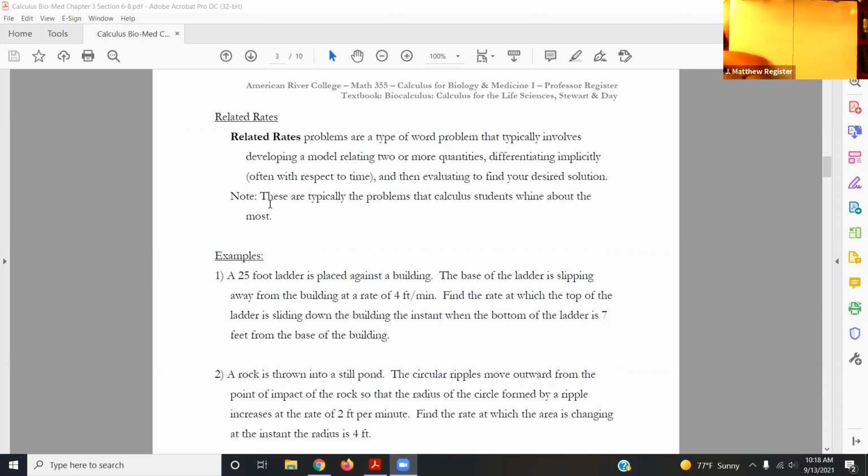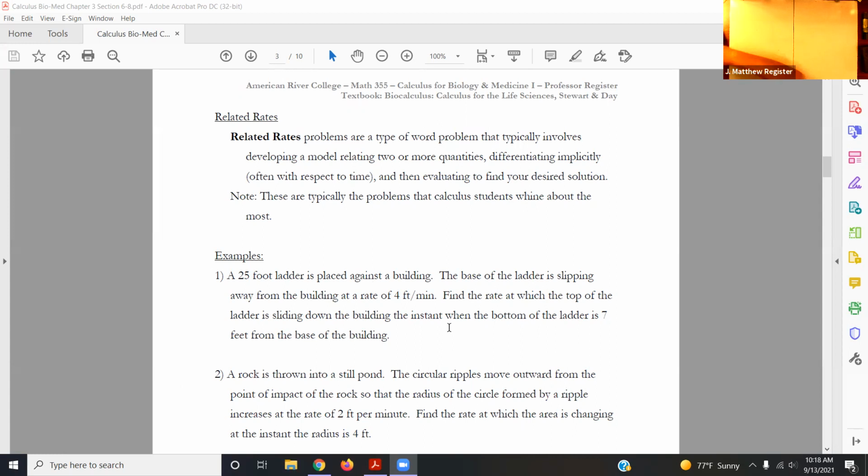Yeah, these are typically the problems that calculus students whine about the most. That is very true. I'm sure I'm going to get lots of emails about related rates because every single problem is unique. And while the calculus isn't that bad, understanding the model can be very, very difficult. And as future biologists and medical professionals, you should recognize that that's going to be one of the biggest challenges you have, is trying to understand the models for what you're dealing with.